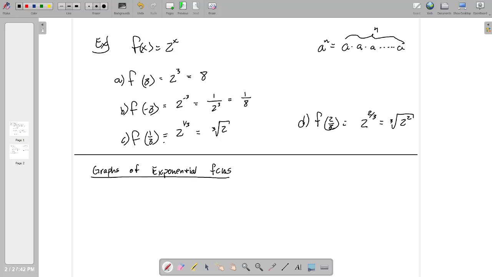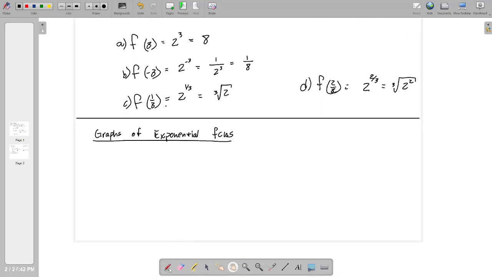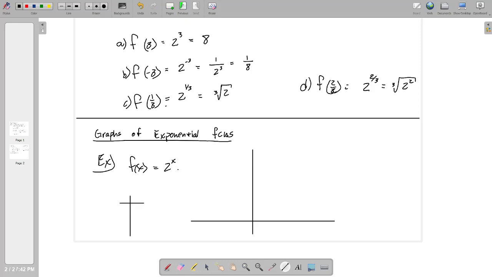Now, as we go over some of these, I want you to think about what the domain and the range of these graphs are going to be. Try to figure them out before we get to the next part where we explain what the domain and range will be. Let's start with an example here. Suppose that we have f of x is equal to 2 to the x. If we just plot a few points, then we can figure out what this will be.